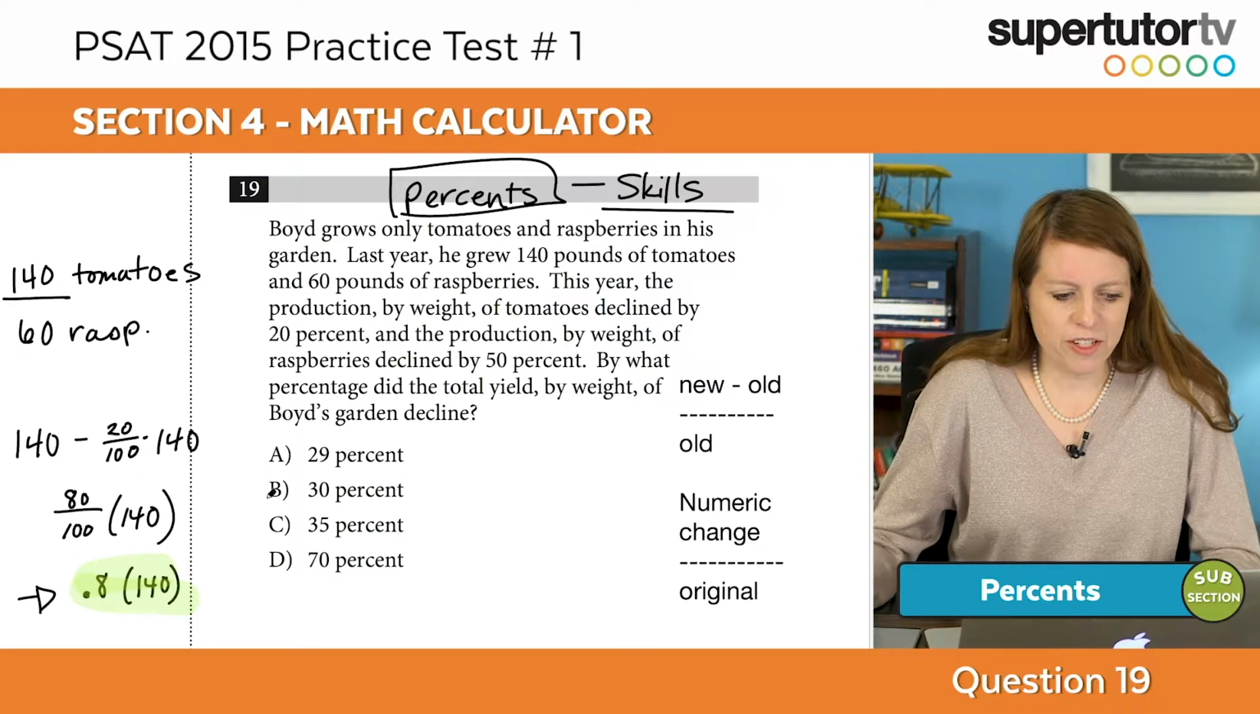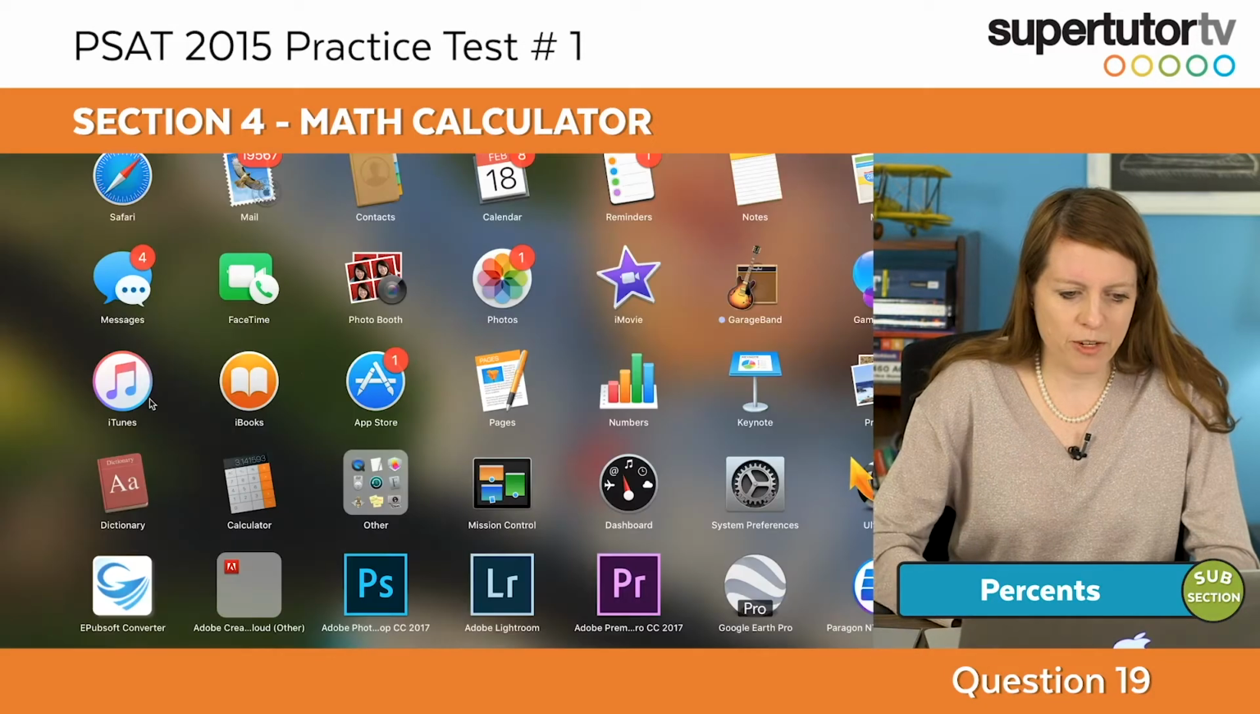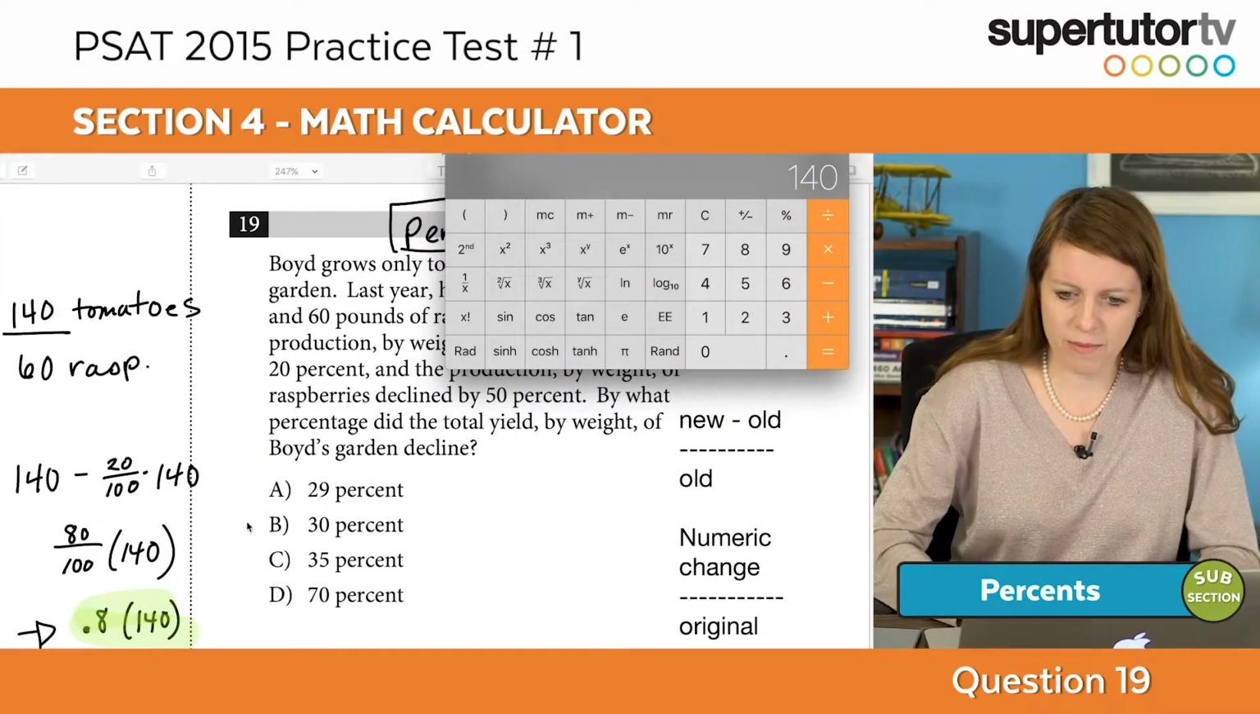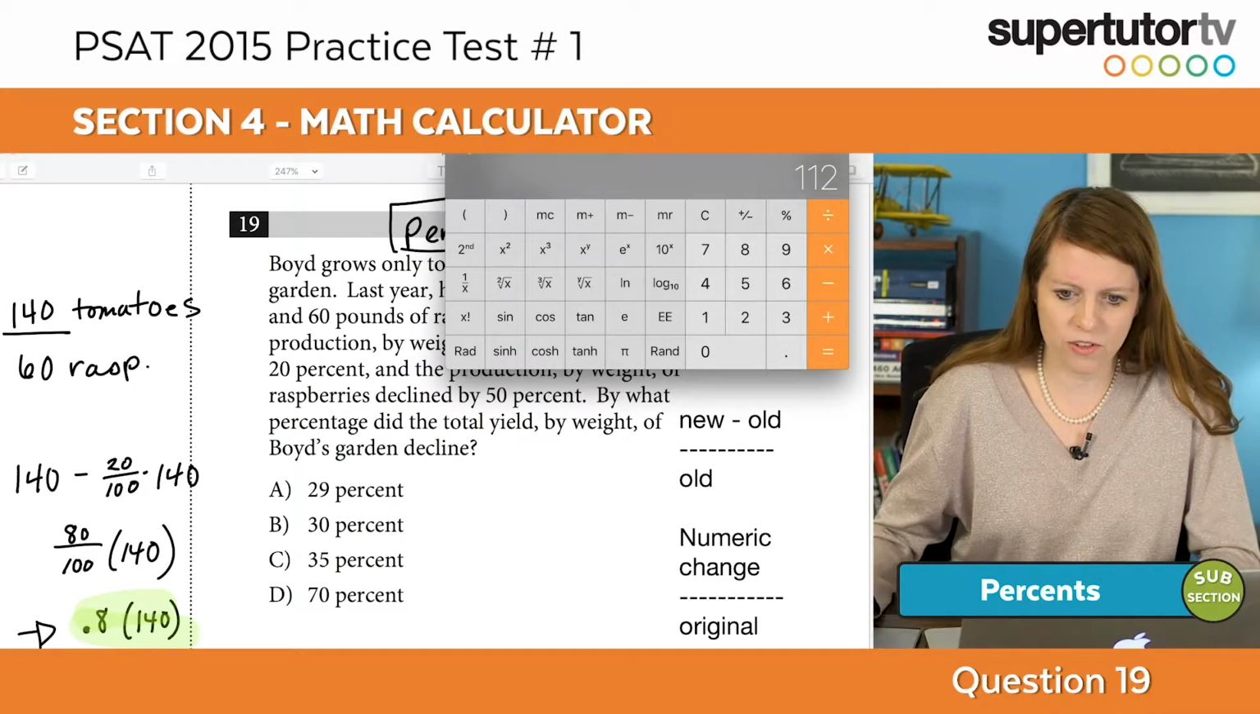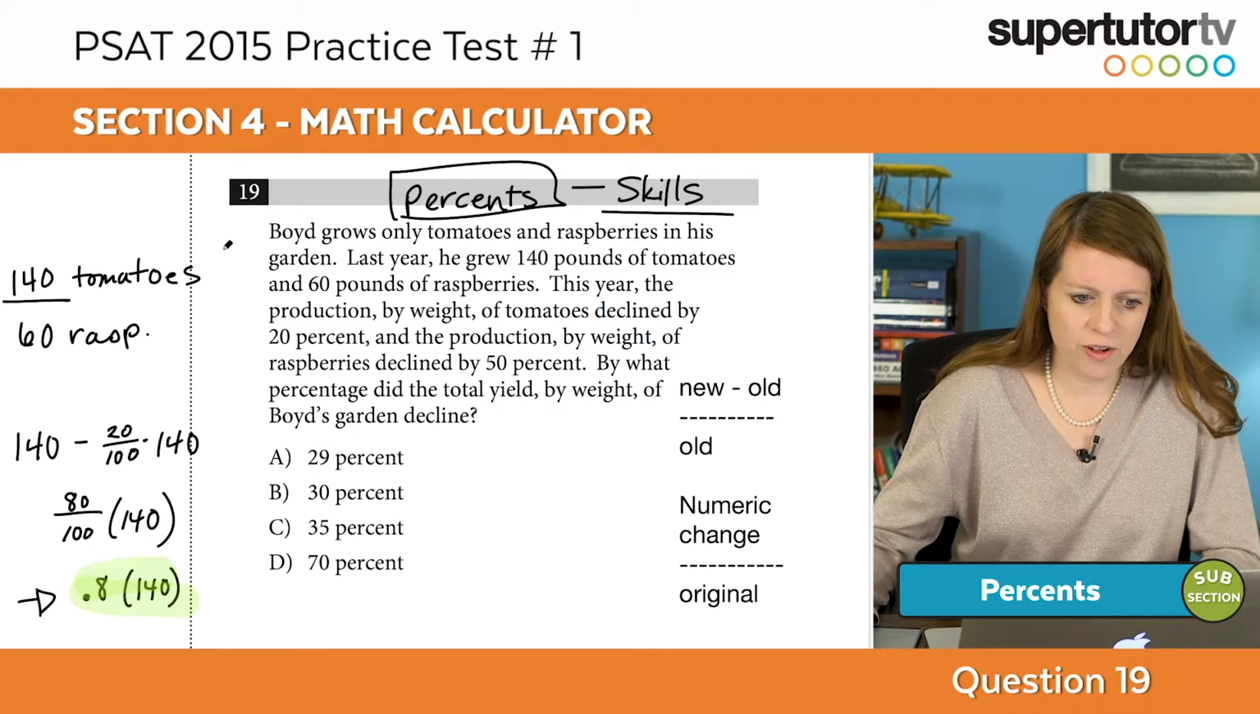So we have 140 pounds of tomatoes. So we're going to reduce that by 20%. And I'm just going to calculate this out really fast. I'm going to do 140 times 0.8. And again, however you set it up, any of these are going to work. And that gives us 112 tomatoes this year.